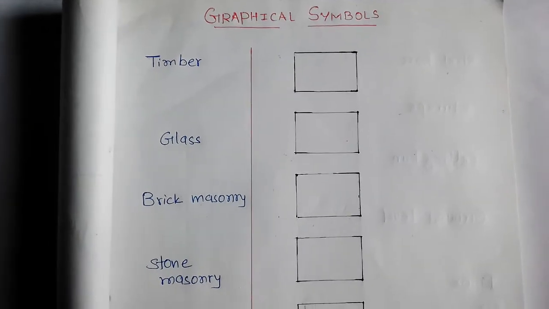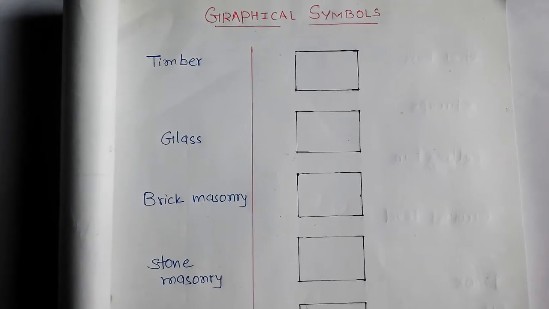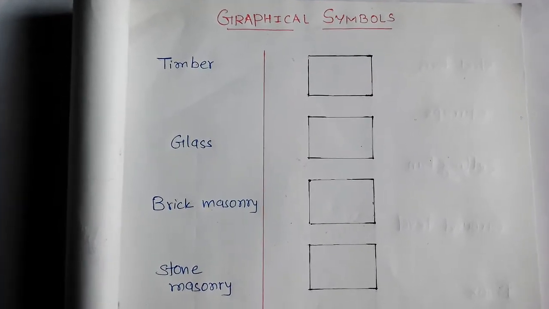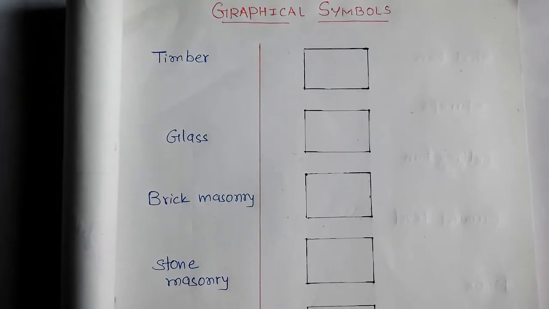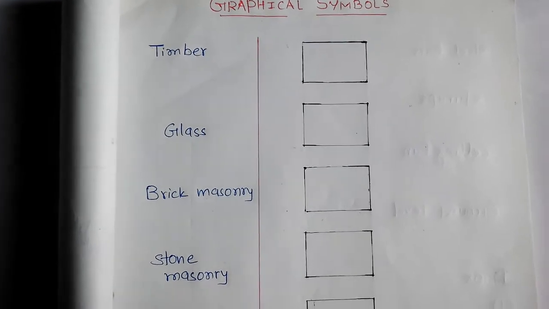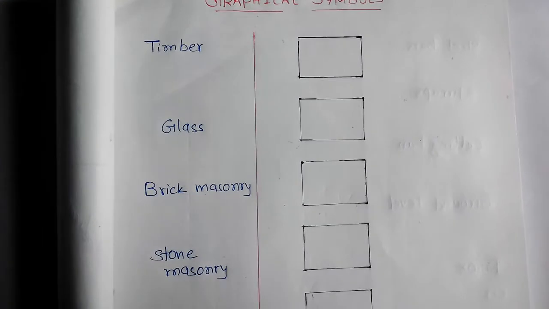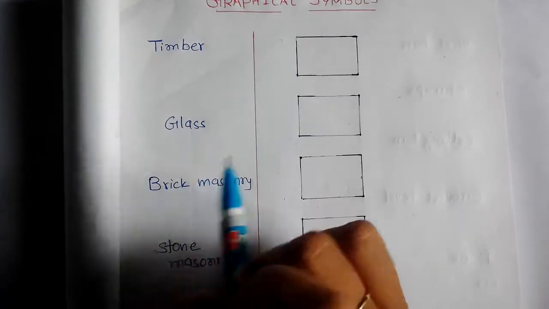Hello everyone. Today we are going to learn about graphical symbols. Various graphical symbols for every material of construction used in building drawing, and how to represent them in a building drawing. So let's start with first, timber.